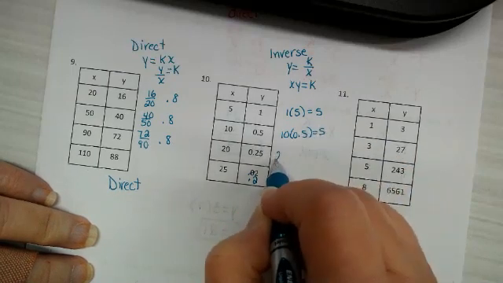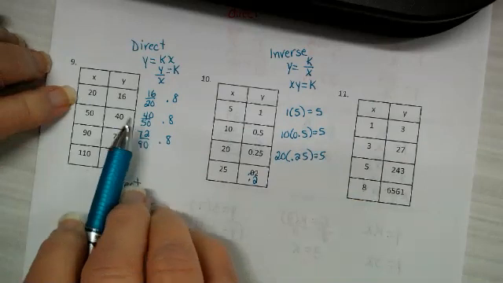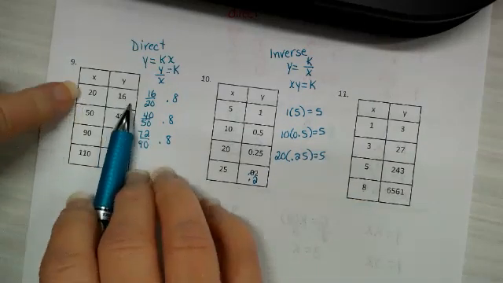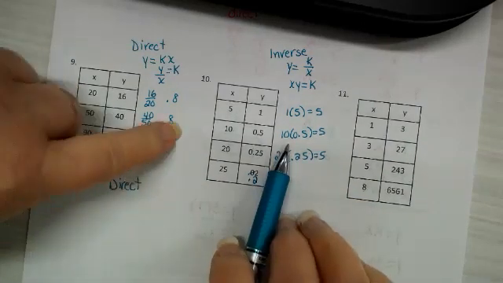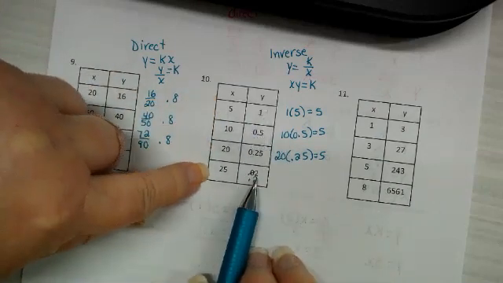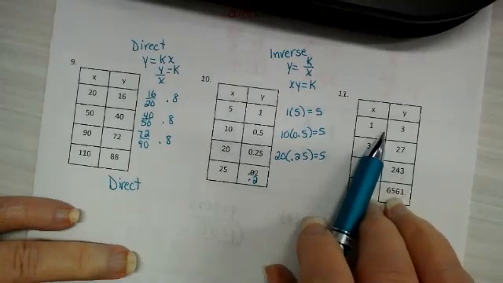So remember in direct variation, we get the idea there. In direct variation, if x gets bigger, y gets bigger. So notice they're both getting bigger. Notice on inverse, x is getting bigger, but y was getting smaller. That's inverse variation.